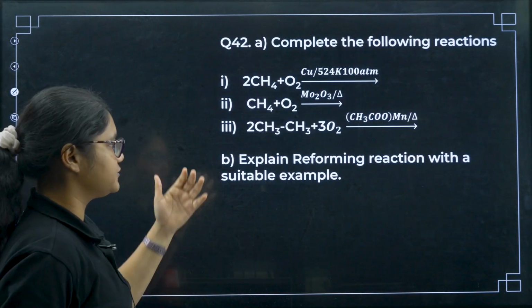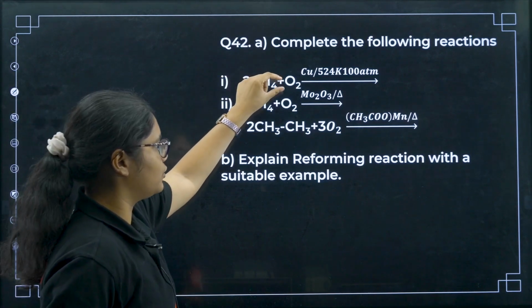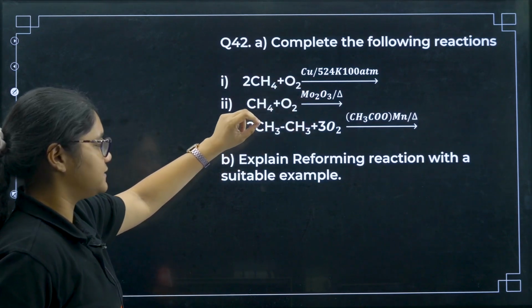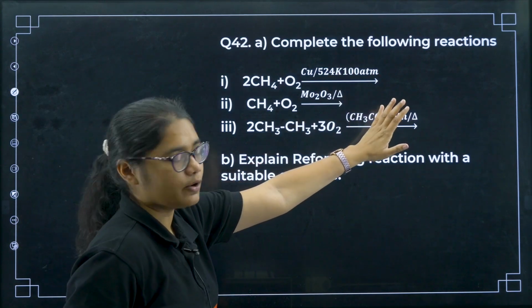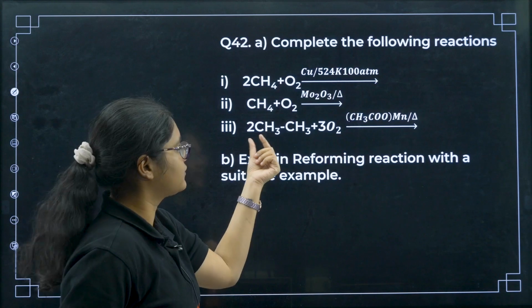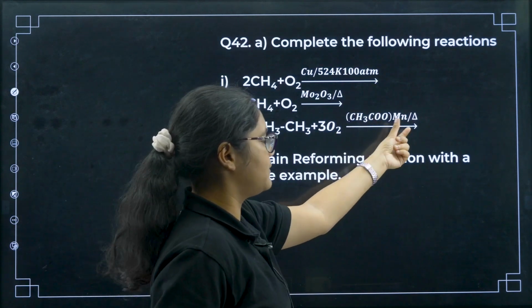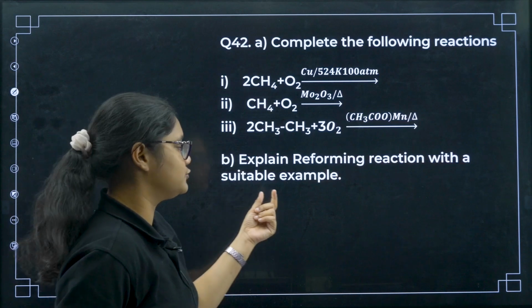Complete the following reactions. So these are oxidation reactions given. So if you convert CH4 with O2 at, I'll say, copper at 524 Kelvin and 100 atm, you will get alcohols. If you convert it with Mo2O3, you will get aldehydes. If you convert it with CH3COOMn, you will get acid. Okay, next, explain reforming reaction with a suitable example.